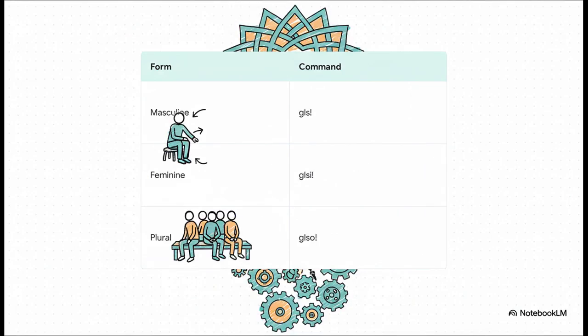Let's try that pattern again with another verb, glis, which means to sit. So for a man, what is it? Glis. For a woman, glissy. And for a group, you guessed it, glisso. It's the exact same logic. By learning this one little pattern, you've just figured out how to use the command form for tons and tons of Moroccan verbs. Pretty cool, right?